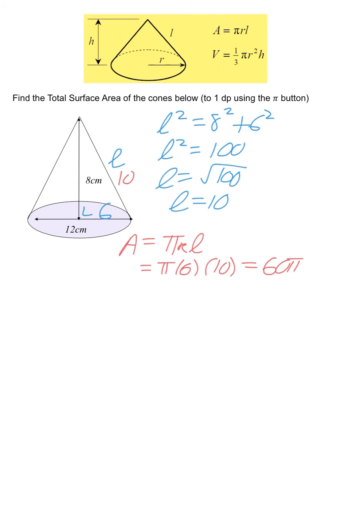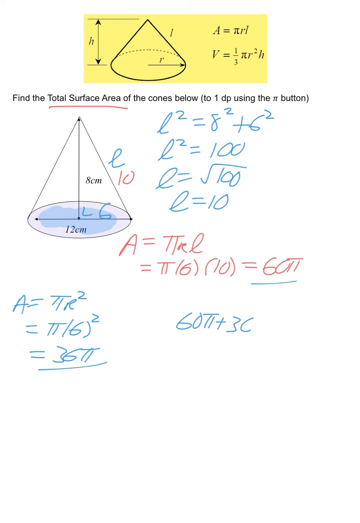Now, that just gives us the curved surface area, and we're being asked for the total surface area. So what we also need to do, we need to get the area of this circle at the bottom. And we know our formula for a circle, which is pi times radius squared. And we have a radius of 6, so it'll be pi times 6 squared, which is 36 pi. So 36 pi is the circle, 60 pi is the curved surface area. So let's add them together. So 60 pi plus 36 pi, and that is 96 pi.